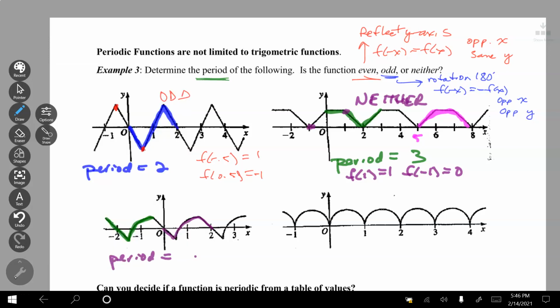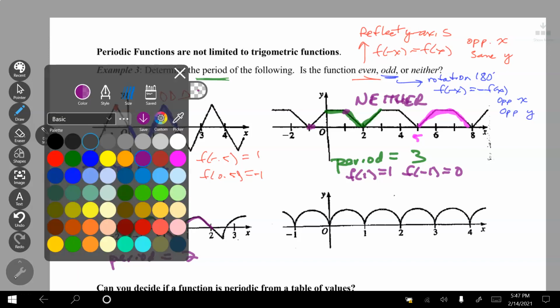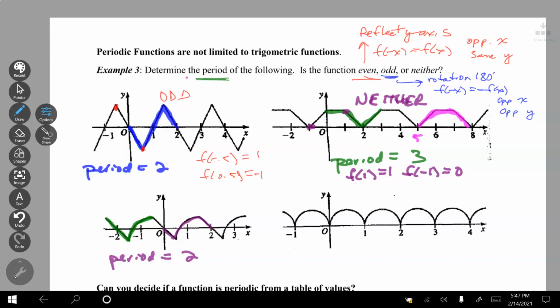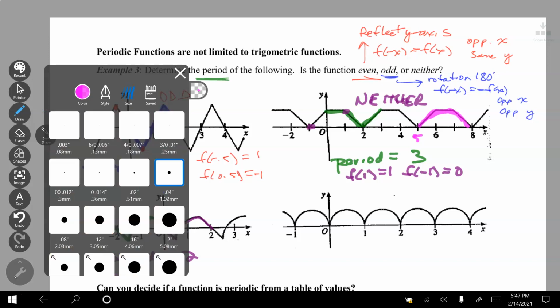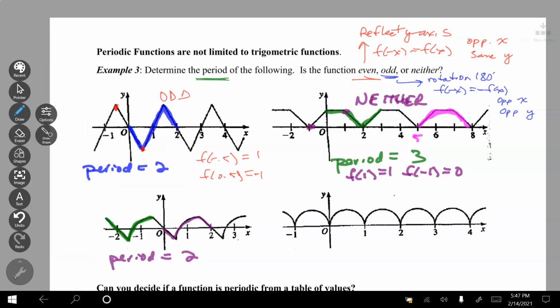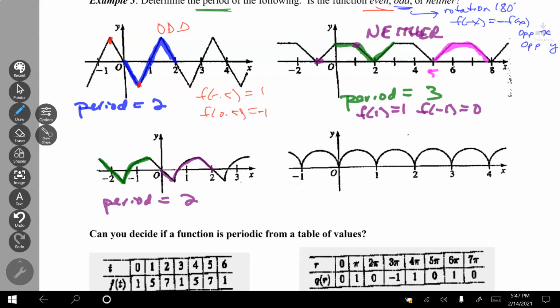Excuse me, the period is 2. But when I figure out if it's even or odd, let me grab a different color or a different thickness, I could see that f of 0.75 is maybe equal to 0, 0.75 being right around here, and f of negative 0.75 is equal to right around here. This may be about 1. So again, this is neither.